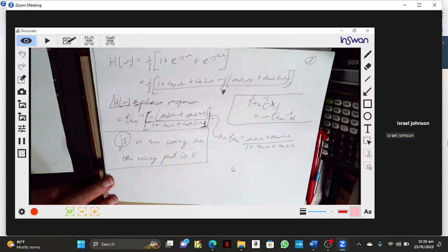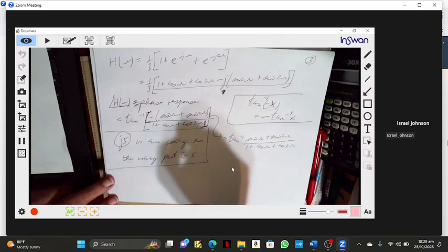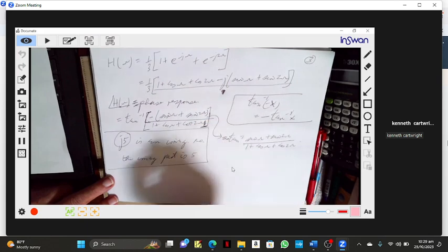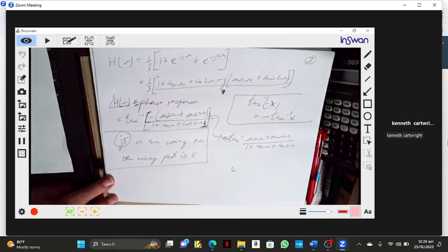Where did you put the negative? I didn't see you put it. I didn't put it, but it should have. So for all frequencies, for 0 to pi, the phase is negative. The phase of this three-term moving average is negative.